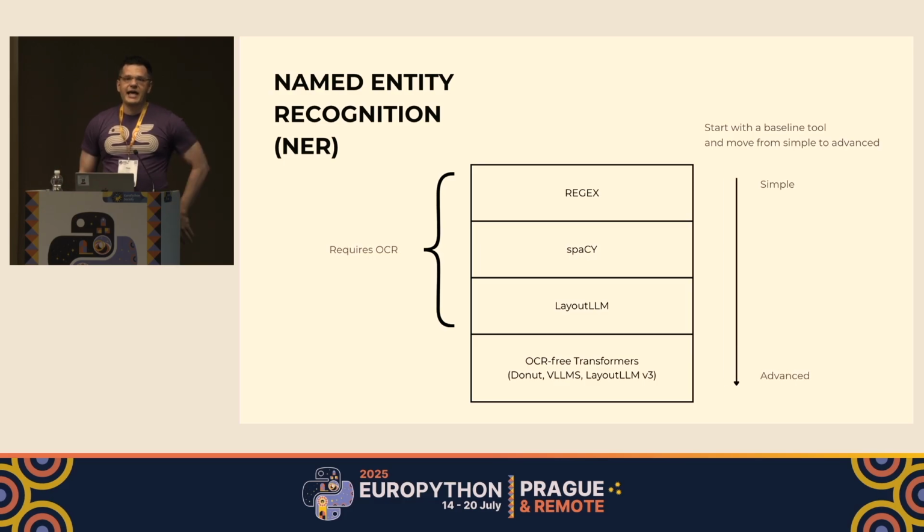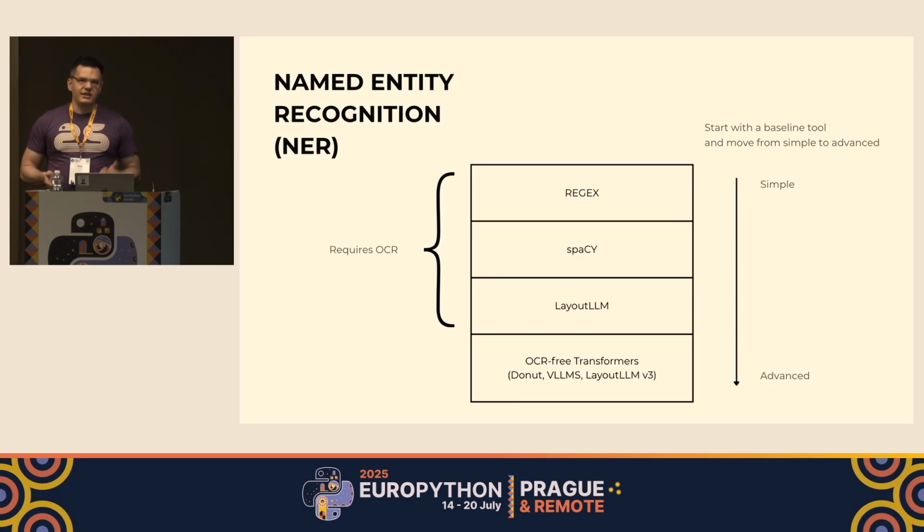So the first step, named entity recognition. I identify the PII. So going from simple to advanced, the simplest methods require a pre-OCR layer, so you extract the text and then you work on that. So regex actually works pretty well on simple things. So IBANs, for example, phone numbers, those kind of things. But more complicated things like addresses and names, you need to use more complicated models like spaCy. There are a lot of techniques out there.